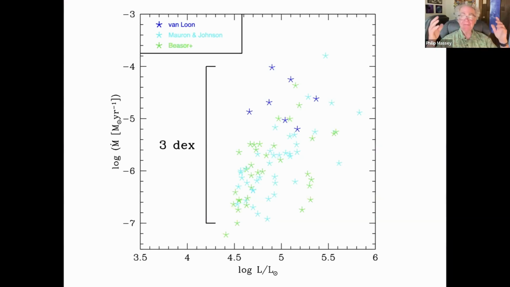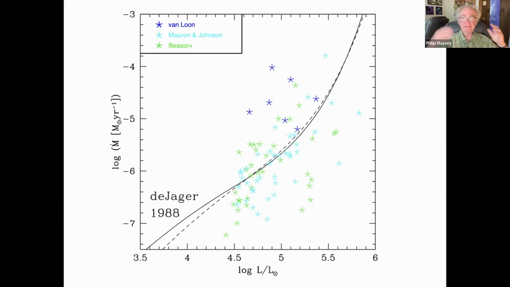So to emphasize this, here is what the mass loss rates are, if you will, on a Tuesday from red supergiants in the LMC. And you can see that at a given luminosity, they basically span a range of 1,000 in their values. The older evolutionary tracks used to adopt the de Jager relation. And sure enough, if you look at this, it goes through some of the points. It's not terrible.